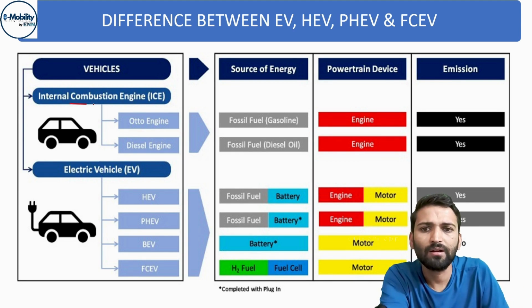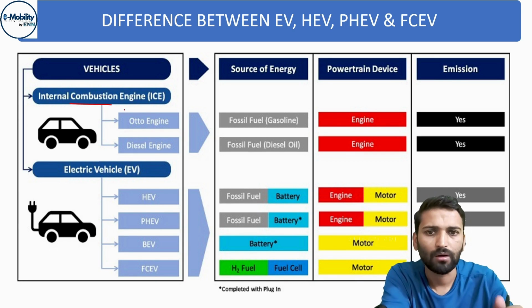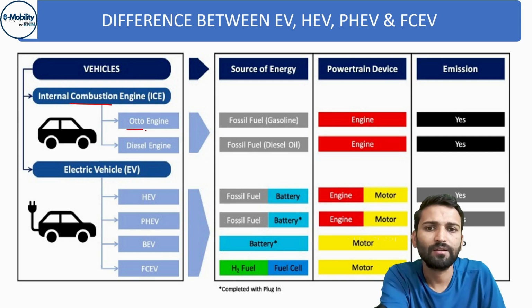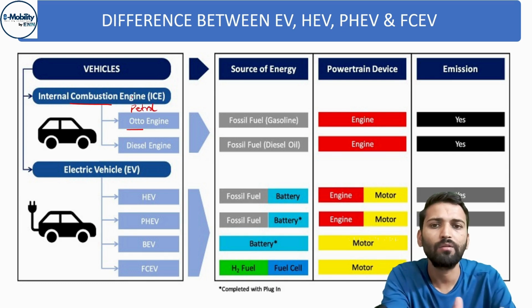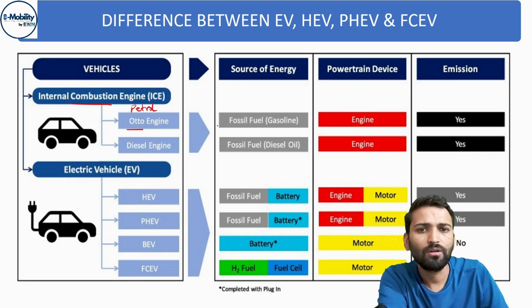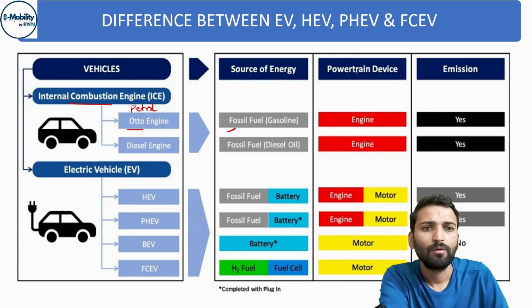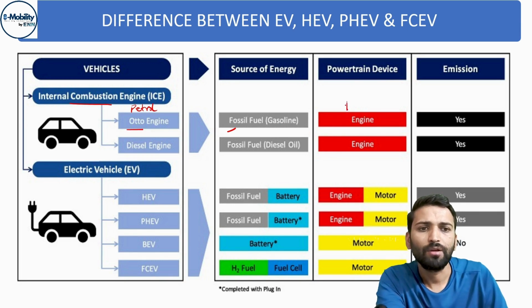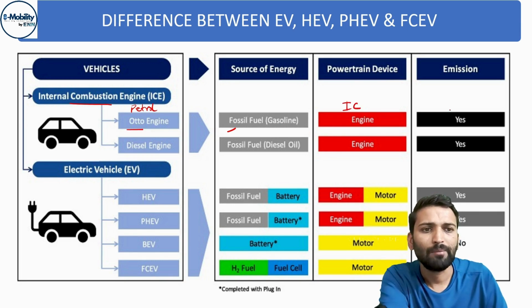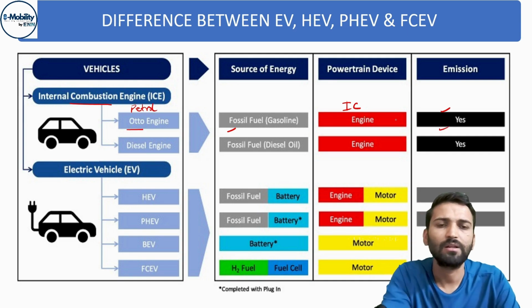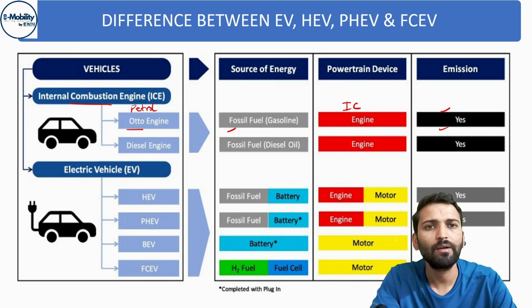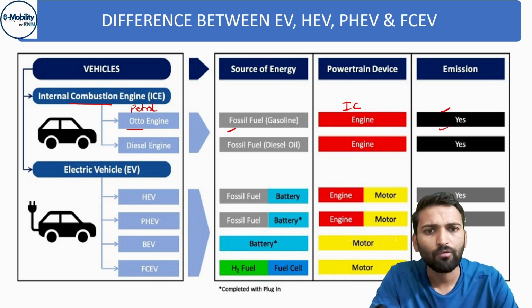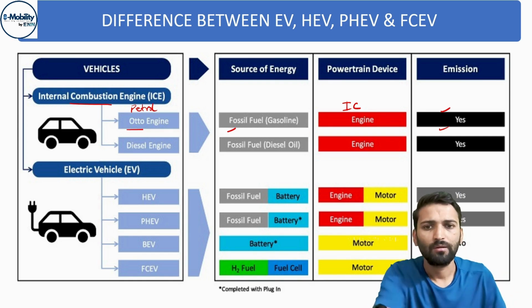So this is an internal combustion engine, or the IC engine. An IC engine has two types of engine, which are the auto engine and the diesel engine. Auto engine, you can say, is a petrol engine or petrol driven engine. Both these engines use fossil fuel, which is gasoline or petrol or diesel. Both have a powertrain of engine, that is the IC engine. And emission: both these engines create emission, that means they create pollution. Some type of carbon footprint is left behind.